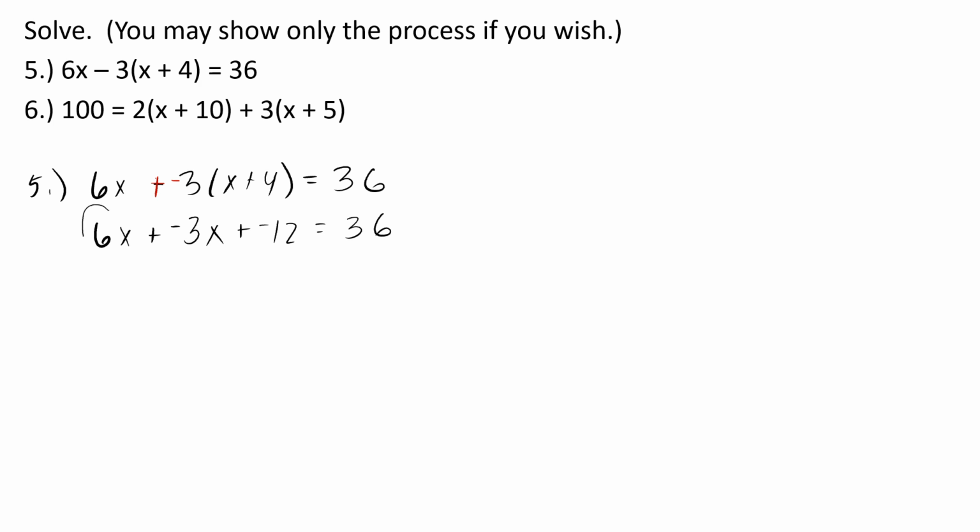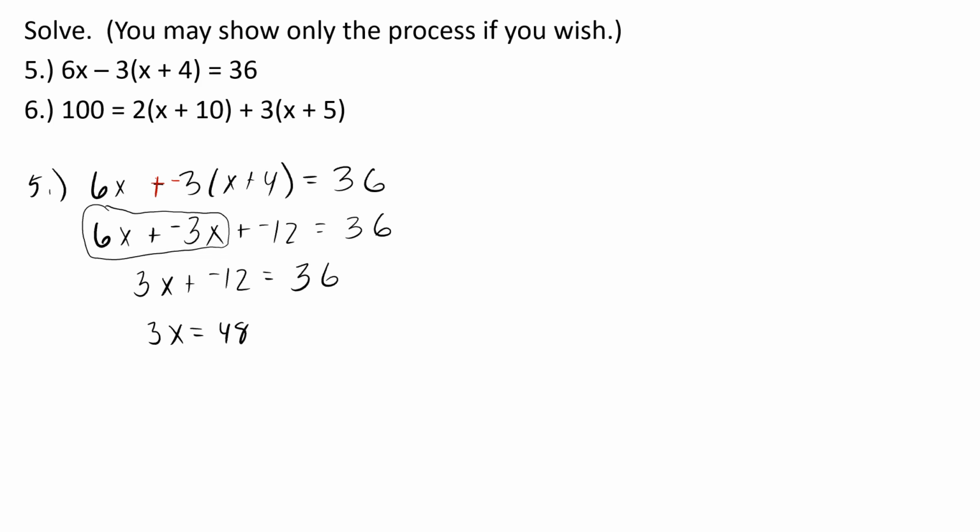Now, I do have some like terms here. I have 6x plus negative 3x, which is 3x. And now I will simply solve the equation from here. So I have a negative 12 here. I know that if I want to get rid of the negative 12, I need to add 12 to both sides. So what I'll do is I'll add 12 to the left. Negative 12 plus 12 would give me 0, and 3x plus 0 would leave me with just the 3x. Over here on the right, I'm going to do 36 plus 12, which will give me 48.